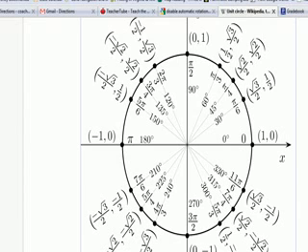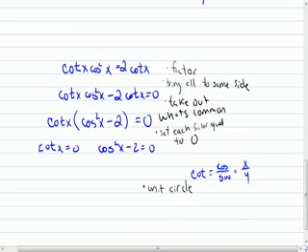Is it pi over 4? That'd be 1. Square root 2 over 2 divided by itself would be 1. Pi? Yeah, it's the x divided by the y. Is it pi over 2? Yeah, 0 divided by 1 is 0. So we have pi over 2.